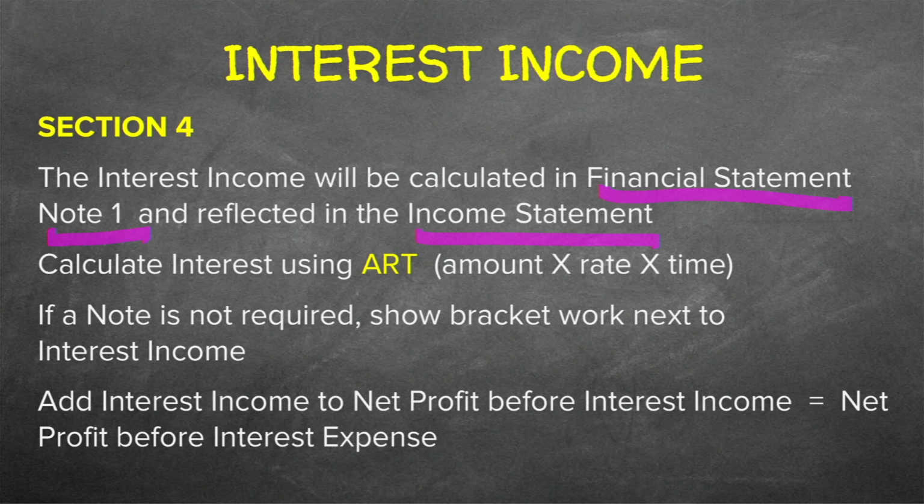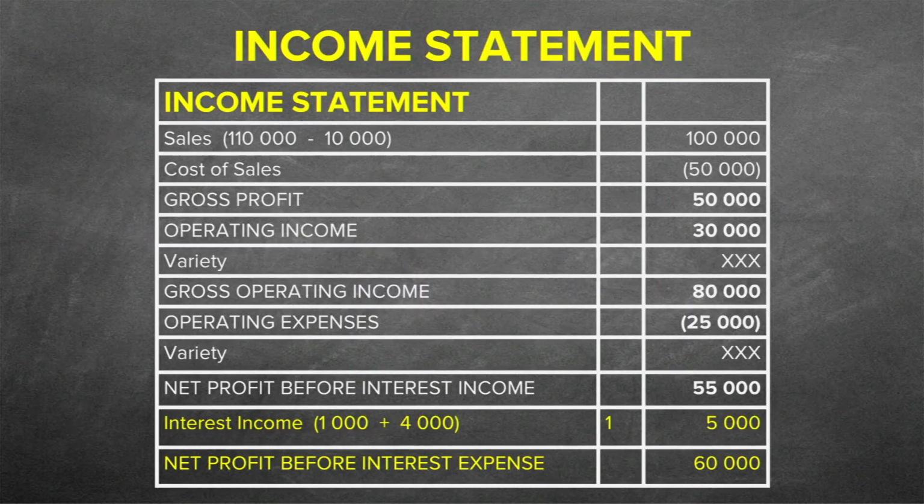You might be asked to calculate interest. Now, remember we use the method of ART. ART represents the amount multiplied by the rate multiplied by the time. And so there's my amount, my rate, my time, which gives me my ART. Okay? All right. And so, as I said, if a note's not required, you're simply going to do bracket work in your income statement. Let's have a look.